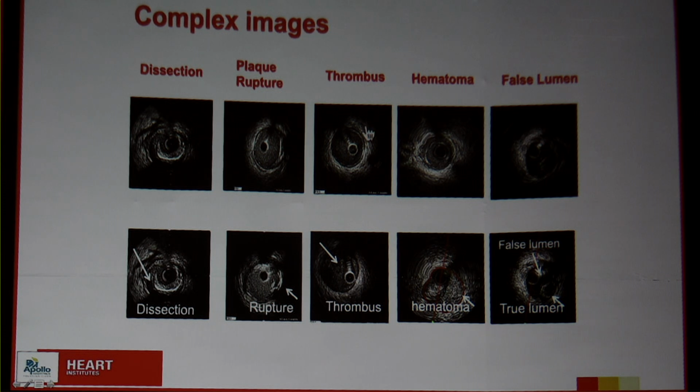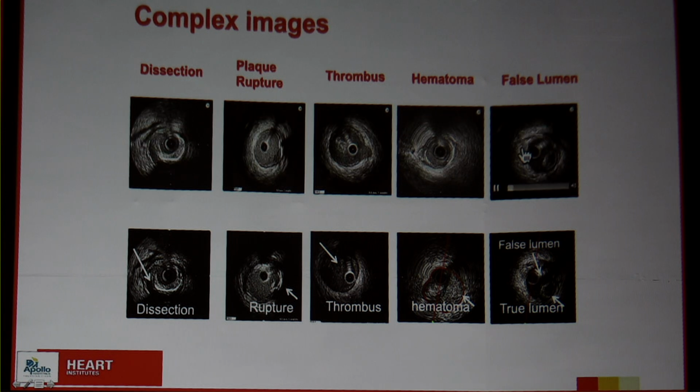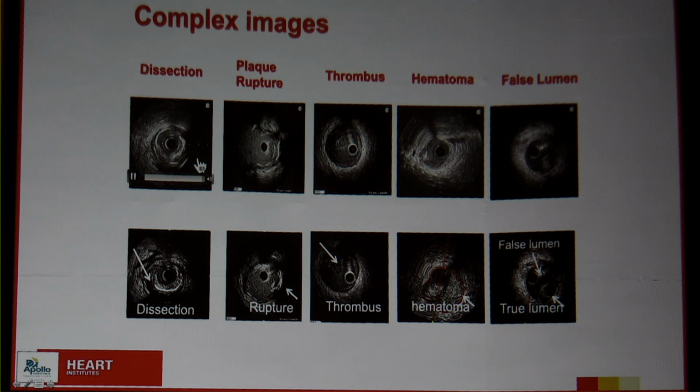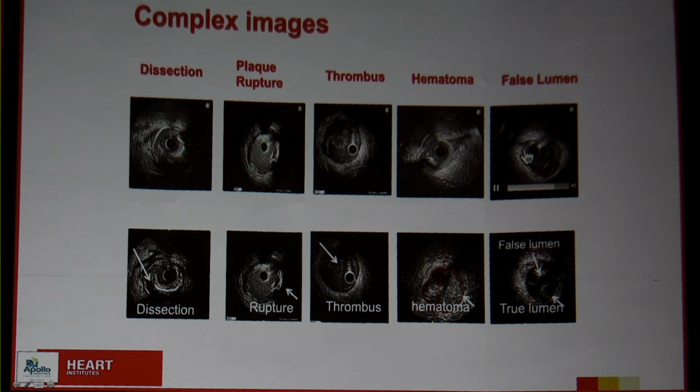Then coming to the complex images, as I said, there are 5 complex images that you can come across. IVUS is very easy, because you have to just think of 3 basic images and 5 complex images. You can see a dissection, a plaque rupture, a thrombus, a hematoma, or a false lumen.